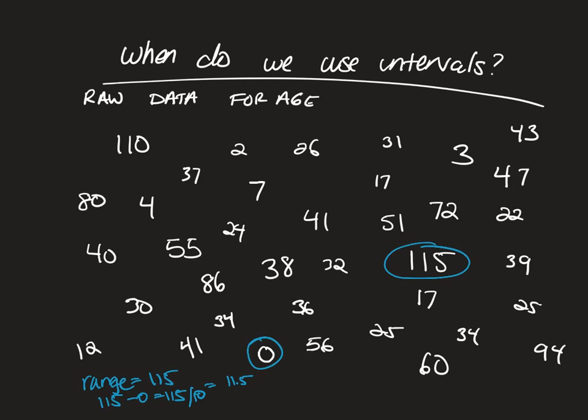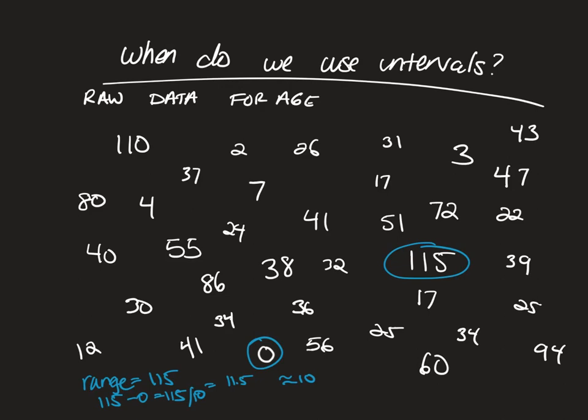Remember our rule. We want our interval size to be something that's intuitive, a number that the brain understands easily or can count in easily. The closest to this would be 10, because our brain is used to counting 10, 20, 30, 40, 50. It's not used to counting 11.5 plus another 11.5, and so on and so forth. So the appropriate interval for this data set could be 10.